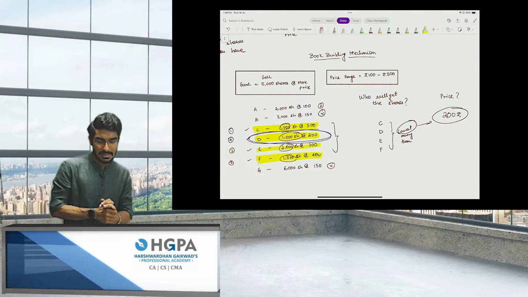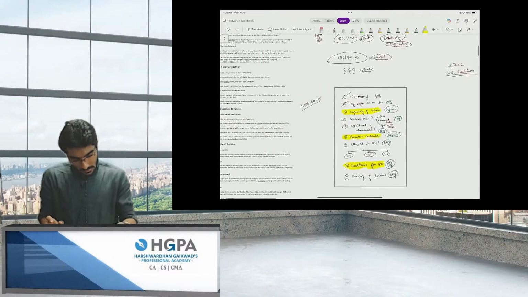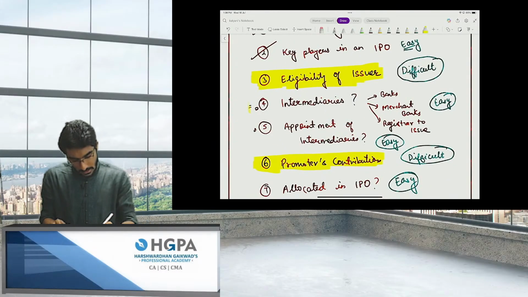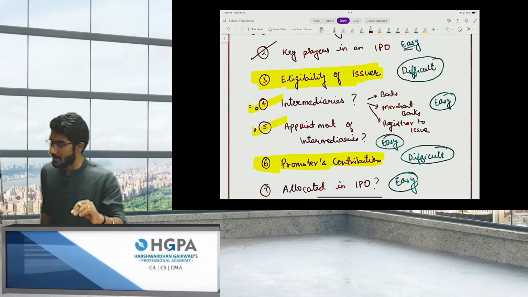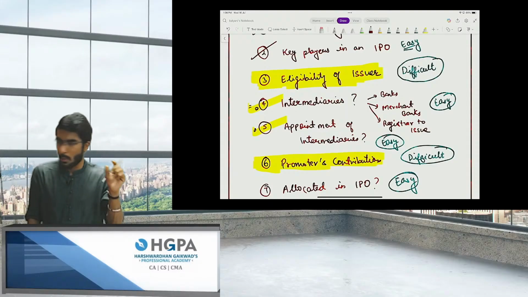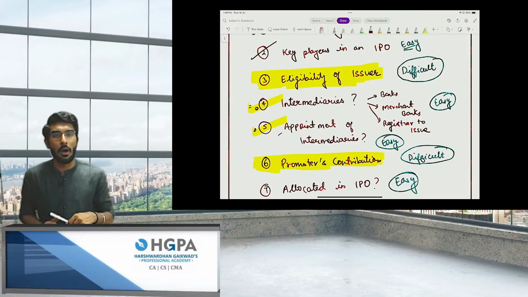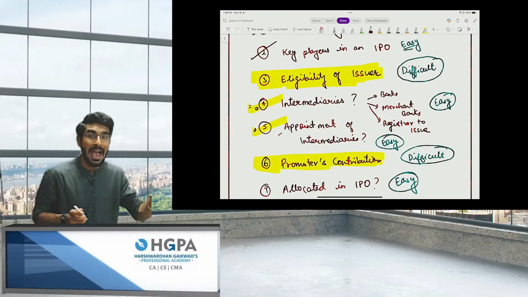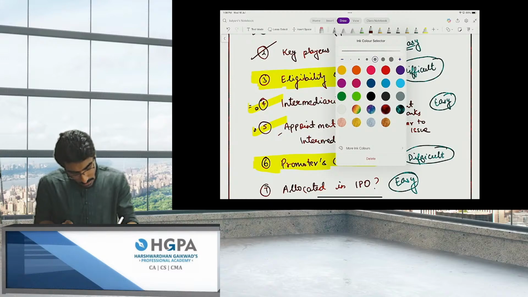That's it, people. Let's talk about tomorrow. Today we have completed intermediaries and the appointment of intermediaries. Okay, people, there is one more intermediary called compliance. That is what we are going to learn tomorrow. Small topic, people, small topic. Once we are done with this, we will talk about the heart of the chapter, that is, the eligibility of the issuer. We are going to understand the eligibility of the issuer.